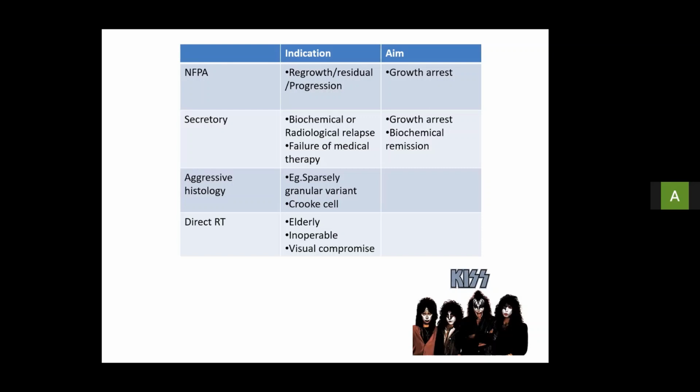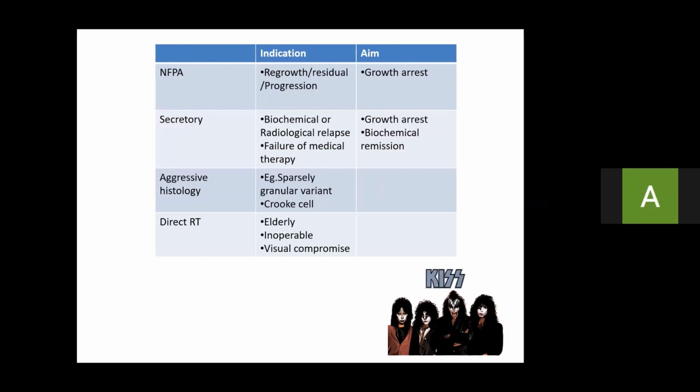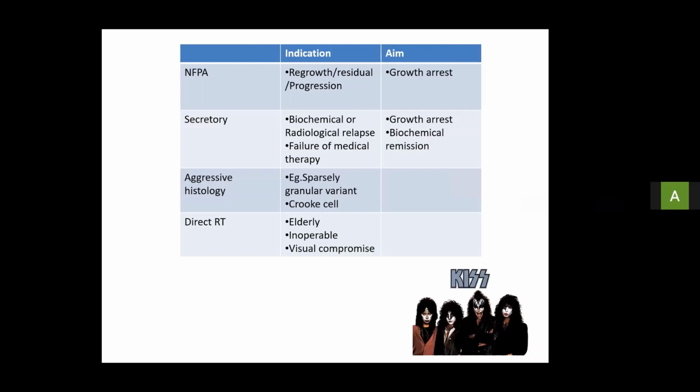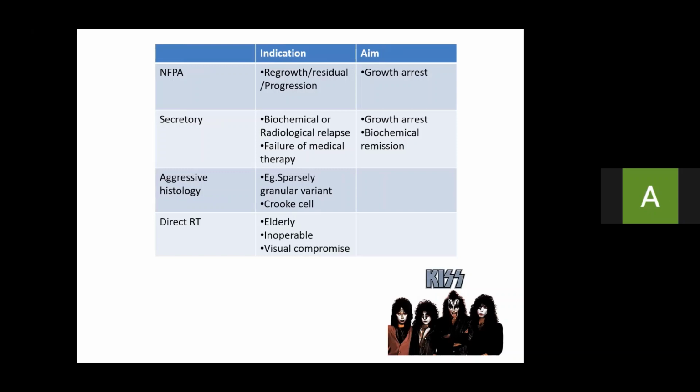The secretory adenoma, on the other hand, we basically treat in the event of biochemical relapse, which is common, in the event of failure of medical therapy, which is common, and in the setting of radiological relapse, which is rare because classical textbook teaching teaches us that these adenomas are usually microadenomas. That, however, is not true when you sit in the clinic in India. It is very common to find people who have neglected Cushing's and acromegaly symptoms for years with large tumors. Now, the aim here is twofold. It is growth arrest as well as biochemical remission.